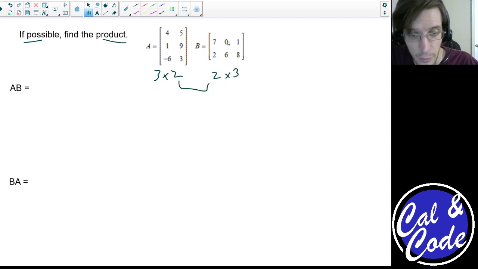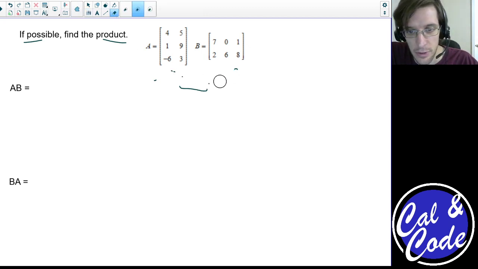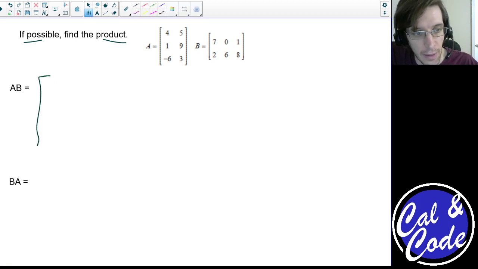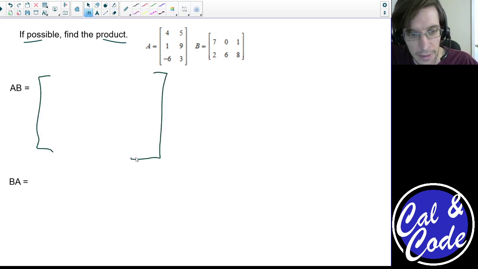So is it possible to multiply A times B? Yes, it is. Their inner dimensions do in fact match. And the resultant matrix I will get is going to be a 3 by 3 matrix. So I'm going to come now and try to multiply them out and see what I get.